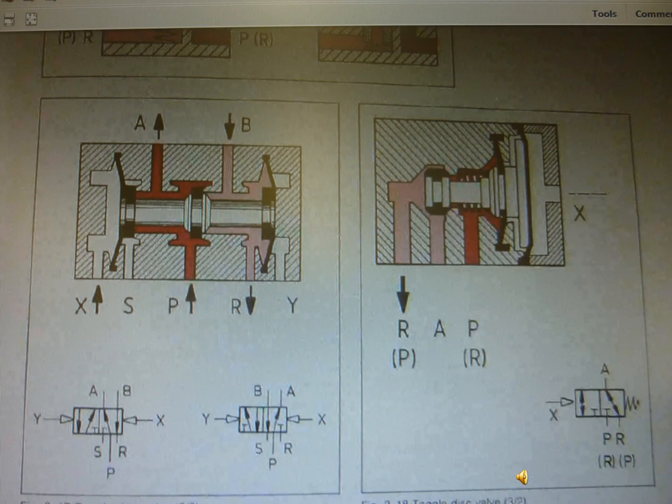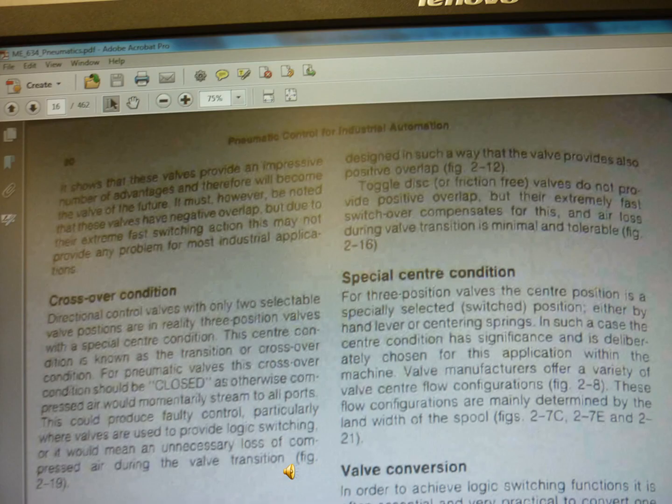The diagram of the spool poppet bar, the map for the pneumatics spool. The crossover condition. Directional control bars with only two selected positions are the readily three position bars with the special standard condition. This standard condition is known as a transition or the crossover transition.